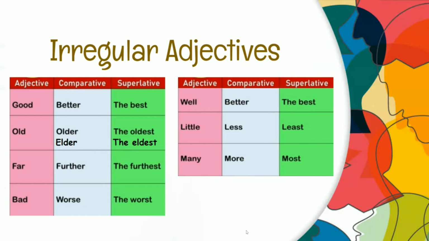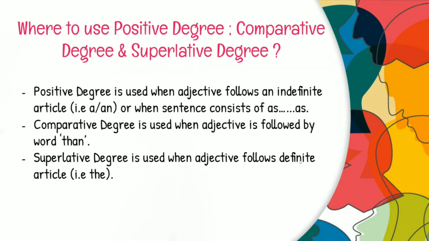Now there are few adjectives that don't follow any rule, called the irregular adjectives, like good, better, best, old, older, oldest. This is from the same rule as of comparative and superlative degree, but when we talk about people, then we say elder and eldest. For things, we use older, oldest. Far, further, furthest. It can be also farther and farthest. Bad, worse, worst. Well, better, best. Little, less, least, and many, more, most.